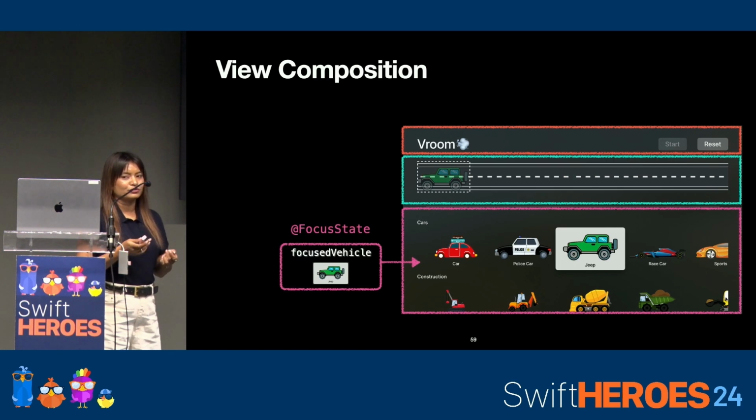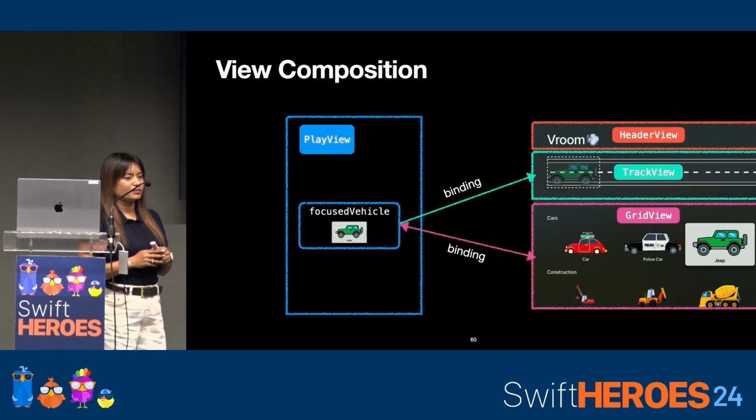And those of us who have used SwiftUI a lot, well, we have one solution that we always throw at these problems, and that's using bindings. So what you could do is take it out, put it in the super view, which is my play view here, and inject it as a binding inside track view and grid view. And then whenever grid view updates the vehicle, track view also gets that update and it works.